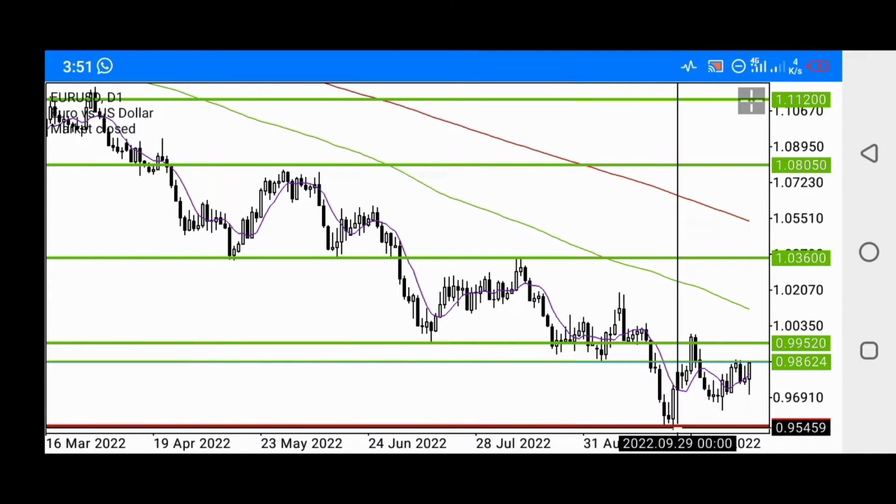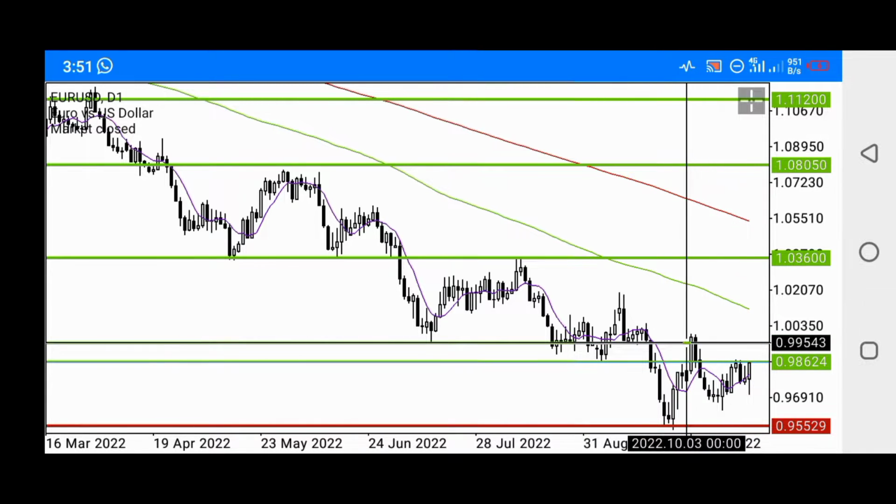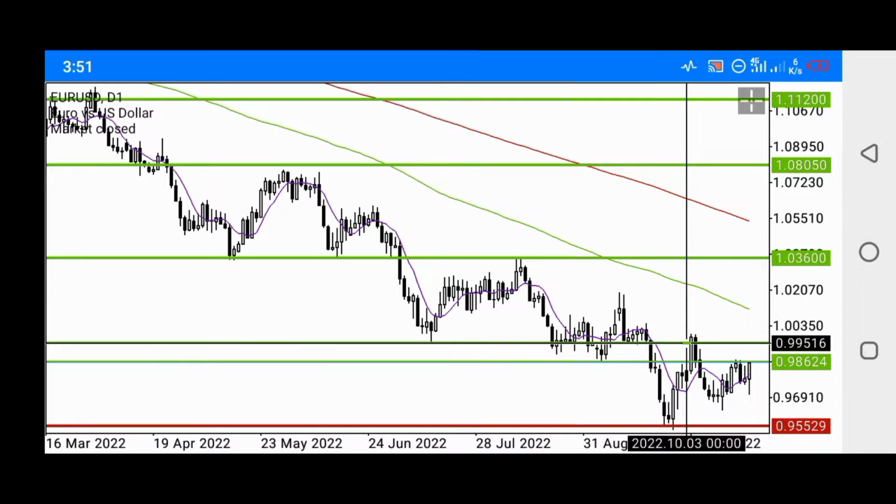So this support level, our price made the upward movement to test this level, and this level was once the support level, as you can see. So now I'm going to use the H4 time frame so I can show you a wider view of what's happening to EURUSD and also explain to you how to trade EURUSD this coming week.